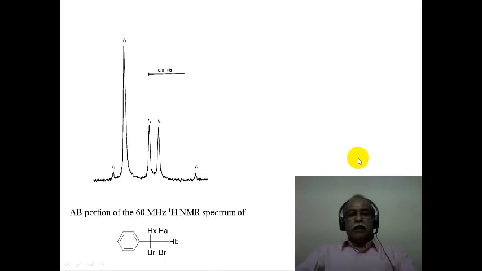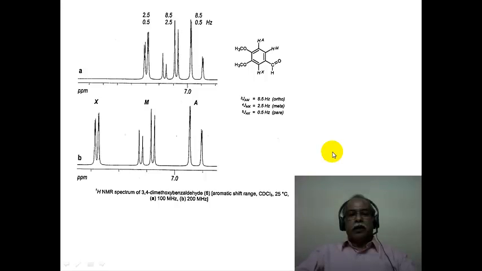This kind of pattern recognition is extremely important in order to interpret the spectral data for a second order spectrum. Analysis of the second order spectrum is fairly complex. One can simulate it by systematically varying the delta values and the J values until the calculated spectrum essentially matches the experimental spectrum. Here is another example of a dimethoxybenzaldehyde derivative which presents itself as an AMX spectrum.